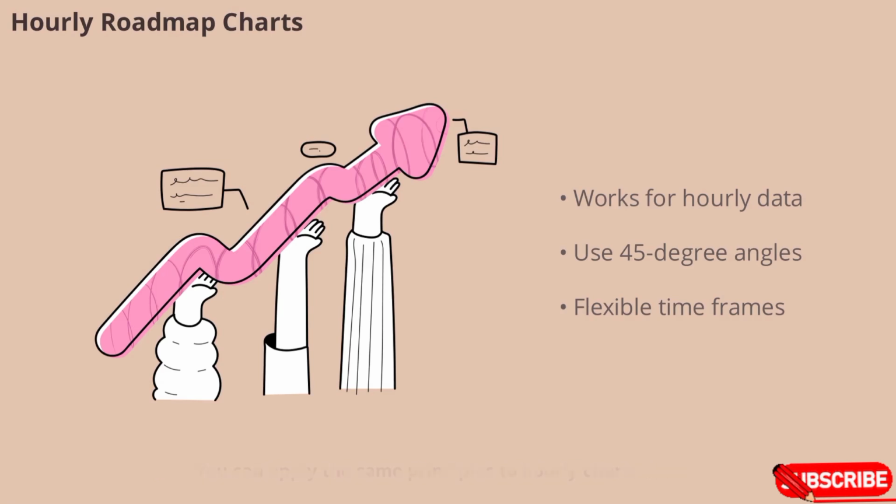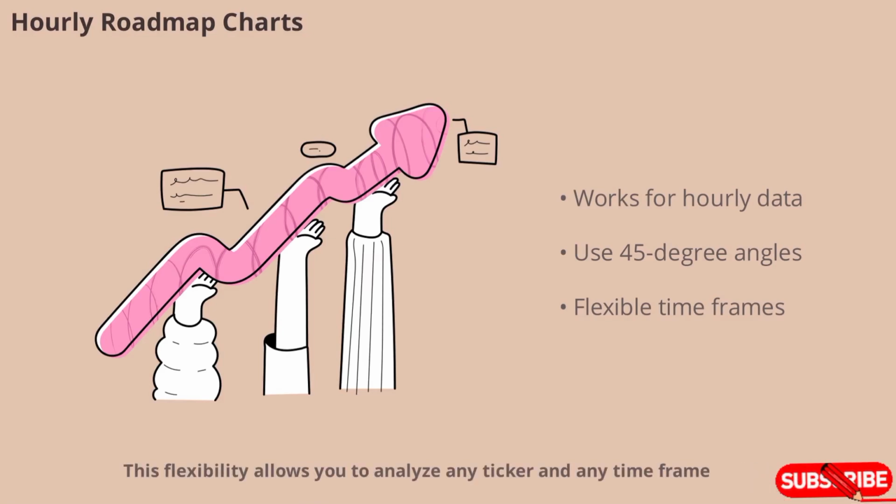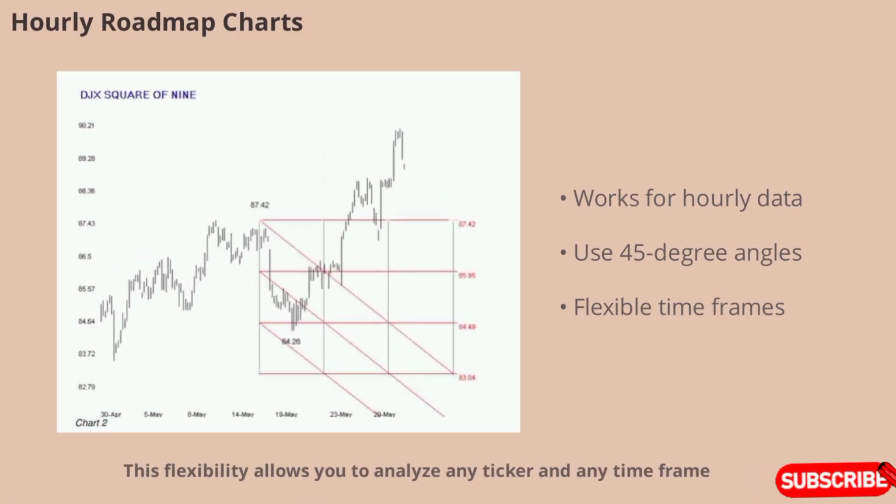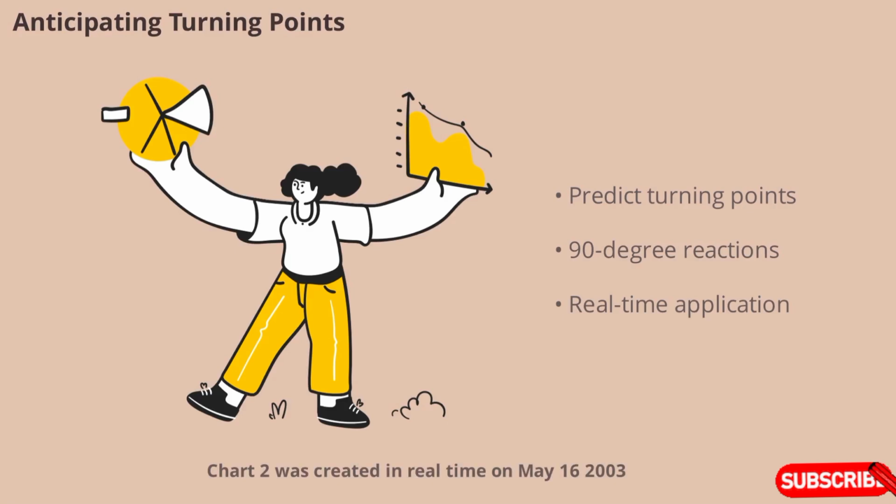You can apply the same principles to hourly charts, as shown in Chart 2, a DJX chart from May 2003. Here, the chart was constructed with 45-degree angles, a factor of 0.25. This flexibility allows you to analyze any ticker and any time frame from minutes to years using the same geometric logic. Chart 2 was created in real time on May 16, 2003, before many price bars had even formed.